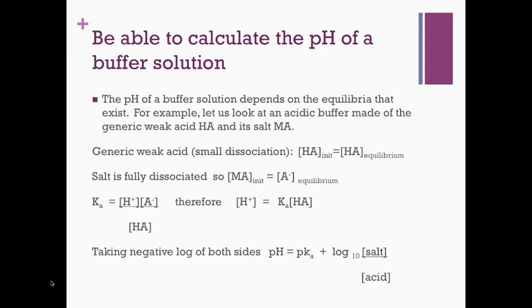So if we're going to look at the pH, we'll first look at Ka. Ka is the hydrogen ion concentration times the A minus concentration divided by the concentration of HA. Rearranging, we see that H plus equals Ka times HA over A minus. If you take the negative log of both sides, we get the pH. So the pH is equal to pKa plus log to the base 10 of the salt divided by the acid.